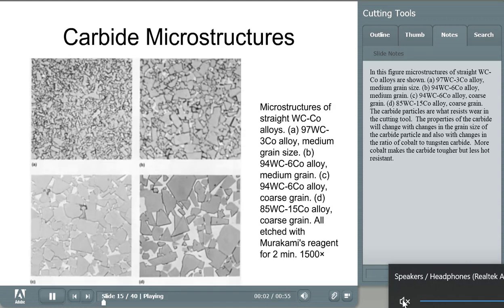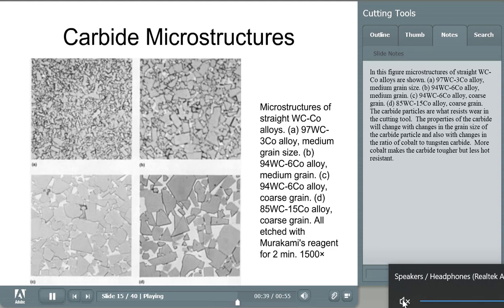Carbide microstructures. In this figure, microstructures of straight tungsten carbide cobalt alloys are shown. In figure A, 97% tungsten carbide, 3% cobalt alloy, medium grain size of the carbide. In figure B, 94% tungsten carbide, 6% cobalt alloy, medium grain sized tungsten carbide. In figure C, 94% tungsten carbide, 6% cobalt alloy, coarse grain of tungsten carbide. In figure D, 85% tungsten carbide, 15% cobalt alloy, coarse grain of the tungsten carbide.